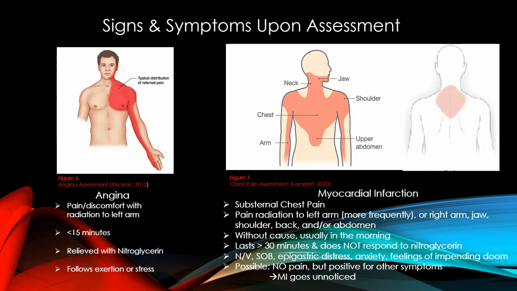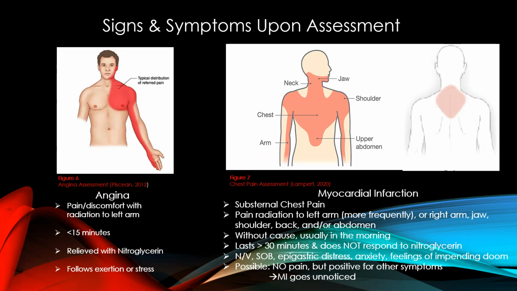Signs of angina include chest pain or discomfort that radiates to the left arm. This usually lasts less than 15 minutes and follows exertion or stress. Angina pain is usually relieved using nitroglycerin.